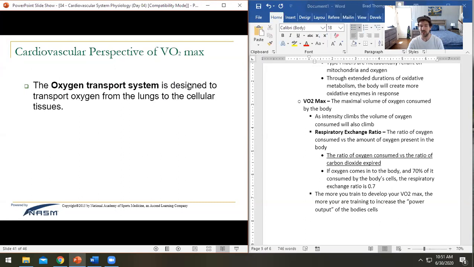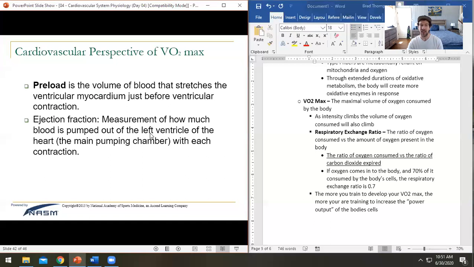The oxygen transport system is designed to transport oxygen to the lungs and to all your cellular tissues. I'm sorry, your cardiovascular system is designed to move all of this around. So there is something called preload, which is what you guys saw in the VO2 max test. Preload is the volume of blood that stretches your ventricle before the contraction. As your heart expands a little bit and squeezes, it ejects the blood out. It's kind of like overfilling a balloon a little bit so that it stretches, and then when you let it go, it ejects everything out.